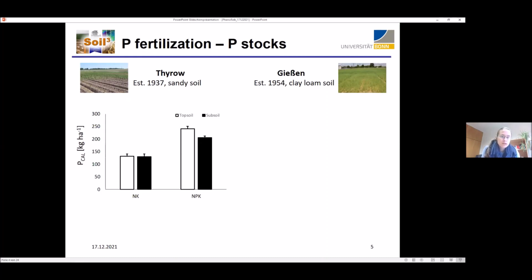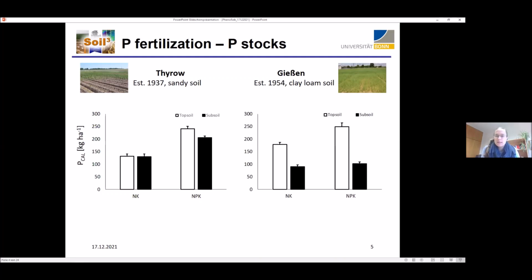So if we look at this fraction of plant available phosphorus, and we compare the treatments in the field experiments that have received phosphorus containing fertilizer over those almost 80 years in the case of Thyrow, and compare those to the treatments that did not receive any P fertilizer, we see that, of course, those treatments with fertilizer have significantly more plant available P than those without. And this is true not only for the topsoil, but also for the subsoil part of the soil profile.